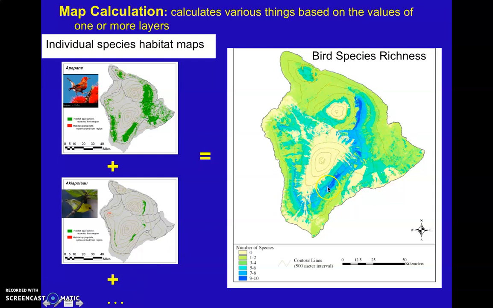And so you can see we have these areas that have very high richness values. You can see the very highest elevations of Mauna Kea and Mauna Loa, which are kind of an alpine desert environment, have very few species. Actually, there are no forest bird species up there. Lava flow areas also tend to have few species. So again, this is just one way that we can pull large amounts of data together to come up with some kind of a product that has some kind of use.